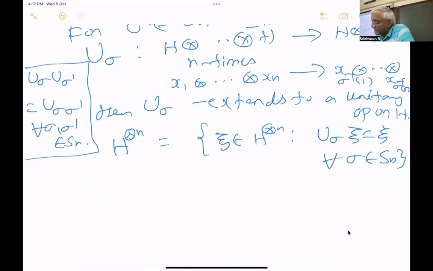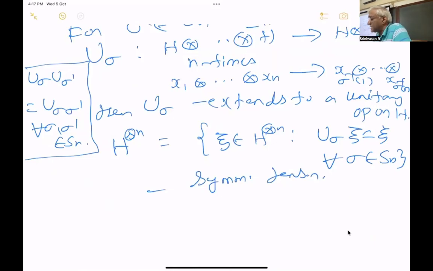This is what is called symmetric. You can prove that this is a Hilbert space because it is a linear space. If something is fixed, a scalar multiple of that is fixed, and the sum psi1 plus psi2 is fixed, so it's a vector space. And U sigma is a continuous operator, so it will fix the limit also. So this is a closed subspace, so this is a Hilbert space, and this is what is called the symmetric Hilbert space, the symmetric tensor.